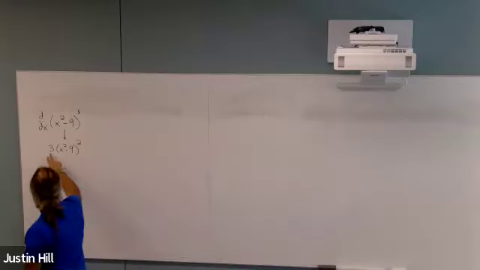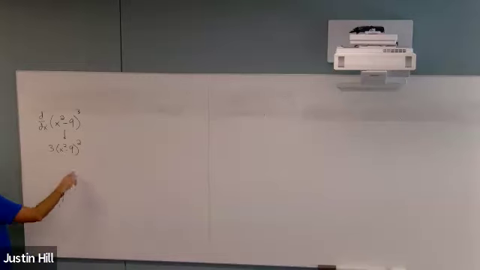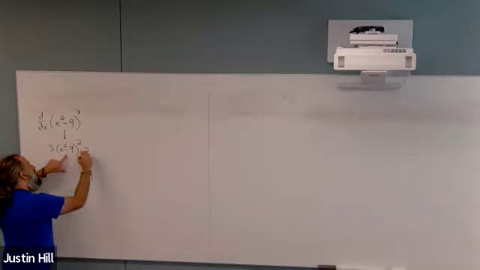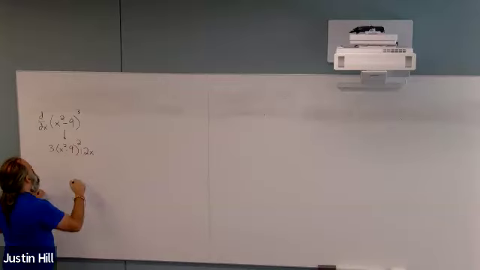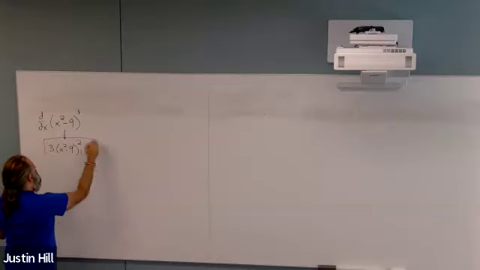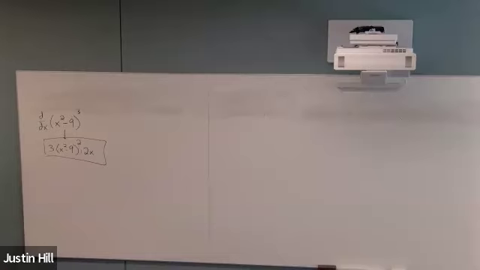So this derivative is going to be 3 times thing squared. But then I need to multiply by the derivative of that thing. And what is the derivative of x squared minus 9? That's 2x. So the derivative of this would be 3 times (x squared minus 9) squared, times 2x.